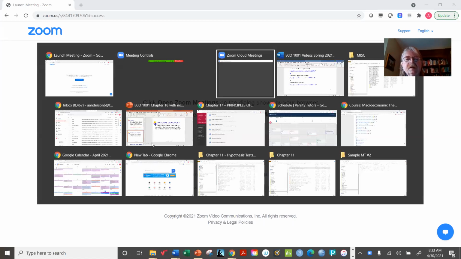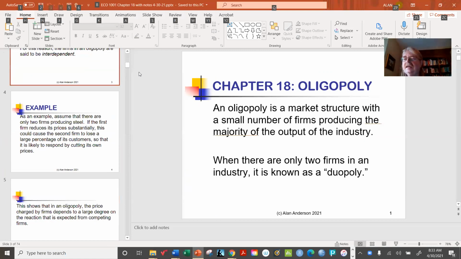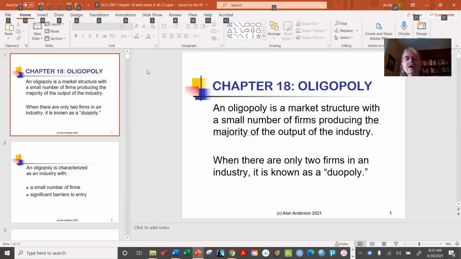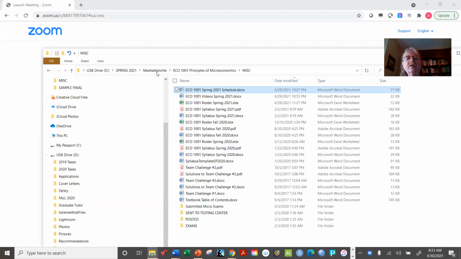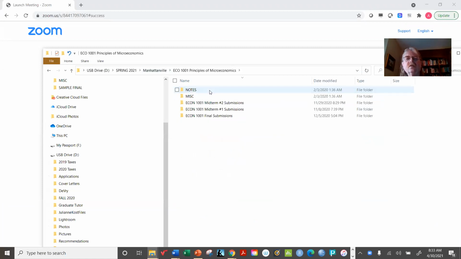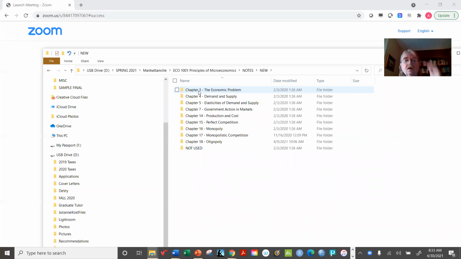Today we're going to finish up chapter 18, which is our discussion about oligopoly. And that's the last chapter in the course. As I've mentioned before, the final exam will be based exclusively on those last four chapters, by which I mean 15 through 18: perfect competition, monopoly, monopolistic competition, and oligopoly. It seems like a perfect group of topics to cover in one exam because they're also closely related to each other.